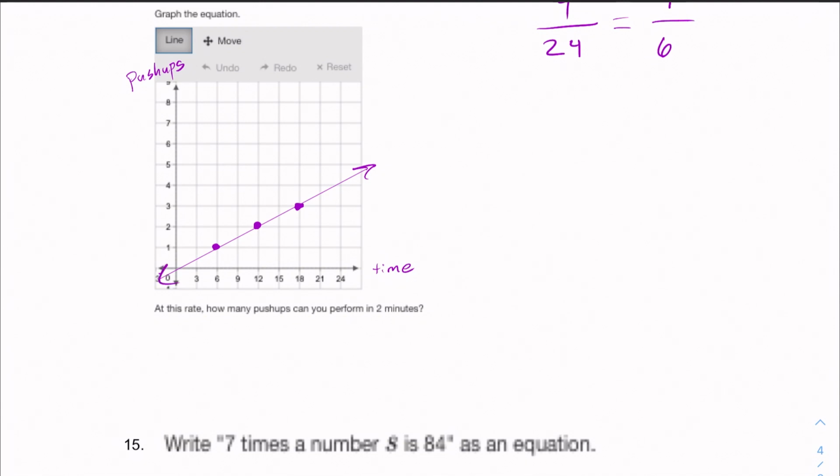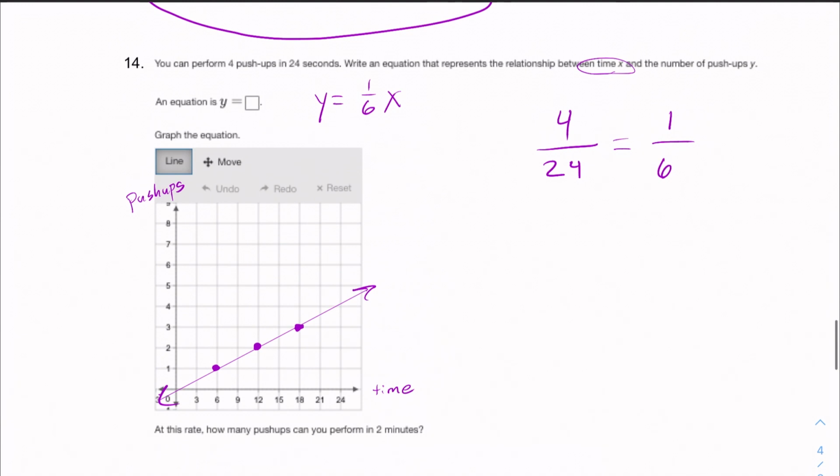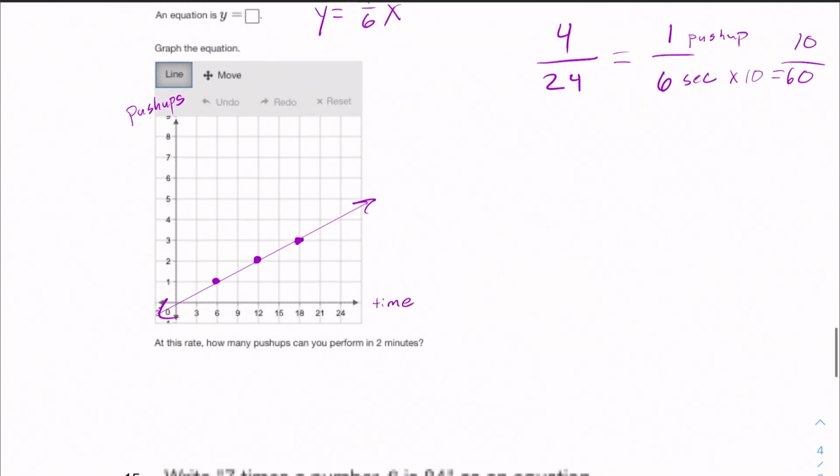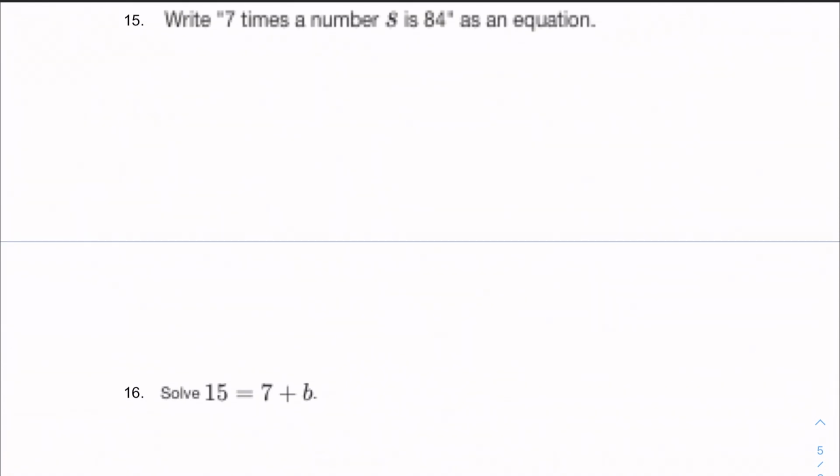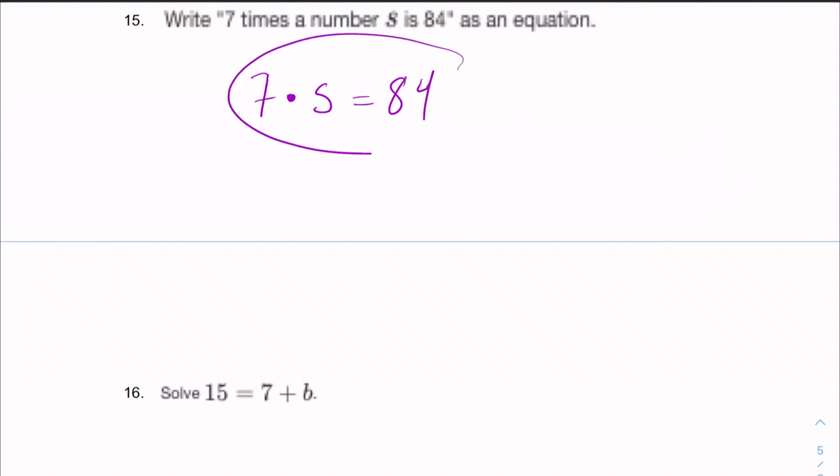At this rate, how many push-ups can I perform in 2 minutes? Well, if I do one push-up in 6 seconds, that means if I multiply that by 10, I'll get the number of push-ups that I do in 1 minute, or 60 seconds. So that's 10 push-ups in 60 seconds. So that would be 20 push-ups in 2 minutes. Number 15. Write 7 times the number s is 84 as an equation. All right, keywords again. 7 times is multiply a number s, so s, that's equals 84. So 7s equals 84.